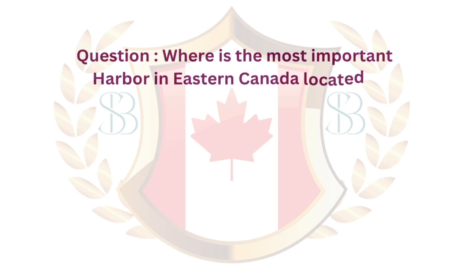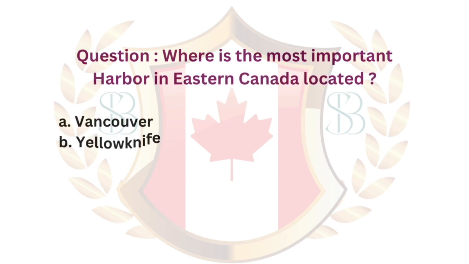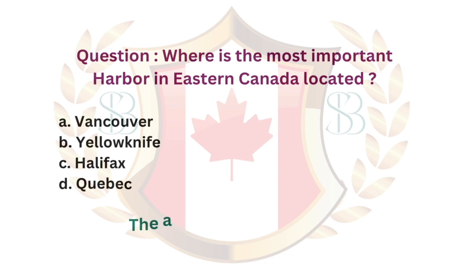Question. Where is the most important harbor in eastern Canada located? A. Vancouver. B. Yellowknife. C. Halifax. D. Quebec. The answer is C. Halifax.